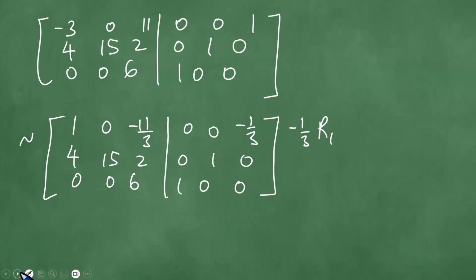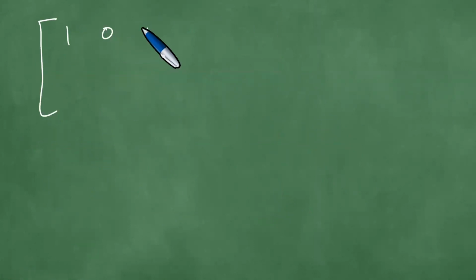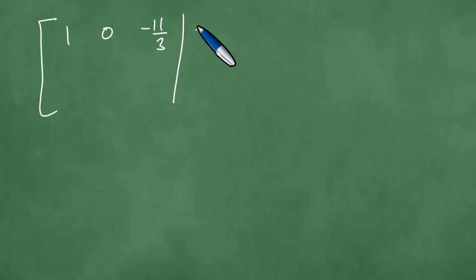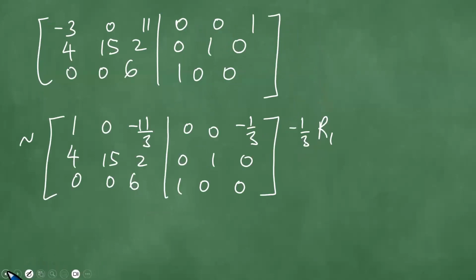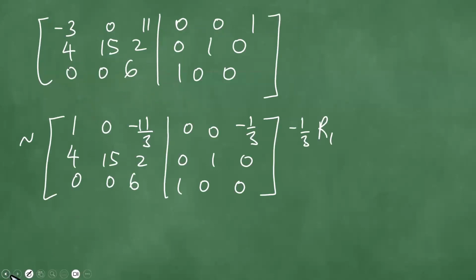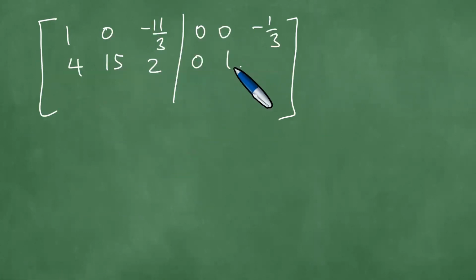And then you have 1, 0 minus 11 out of 3, 0, 0. And then you have 4, 15, 2. And then you have 0, 1, 0. 0, 0, 6. 1, 0, 0.